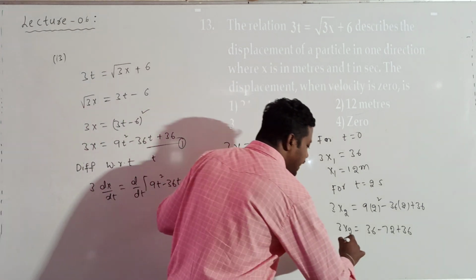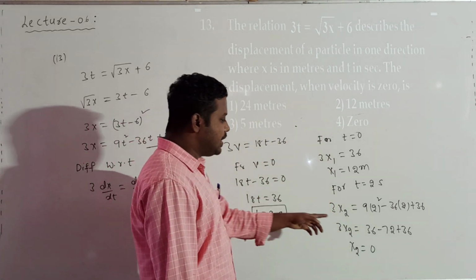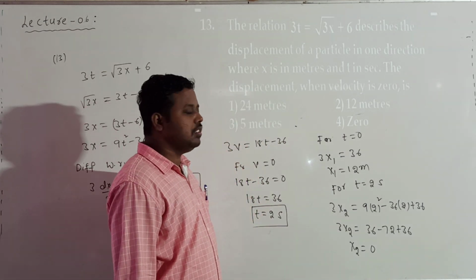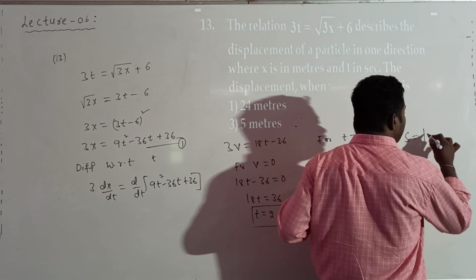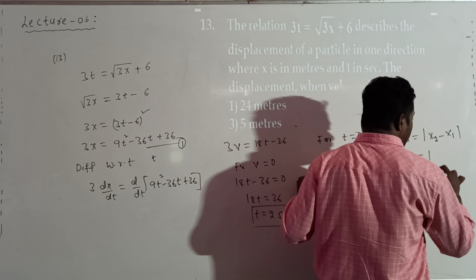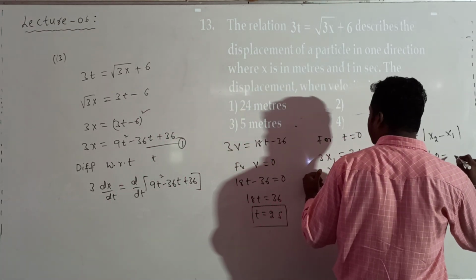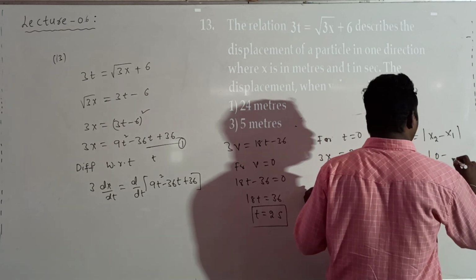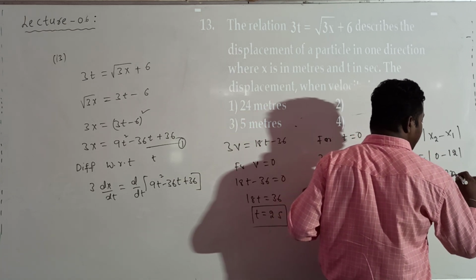So what will we get as the answer here? The x2 value will be equal to 0. Correct? Plus 36, so 36 is 72, minus 72. So that value will be equal to how much? 0. Now, what is the displacement value? The magnitude of displacement is given by x2 minus x1. So x2 minus x1 is given by 0 minus x1 value. How much did I get? I got x1 value is equal to 12. So 0 minus 12. So the s value is equal to 12.